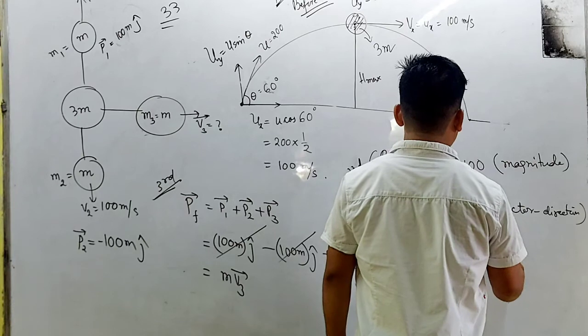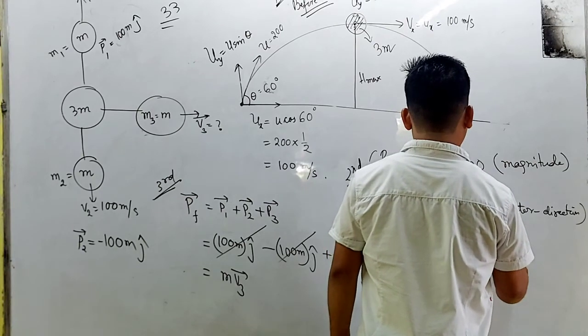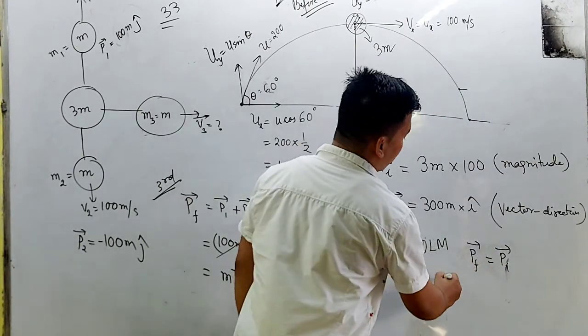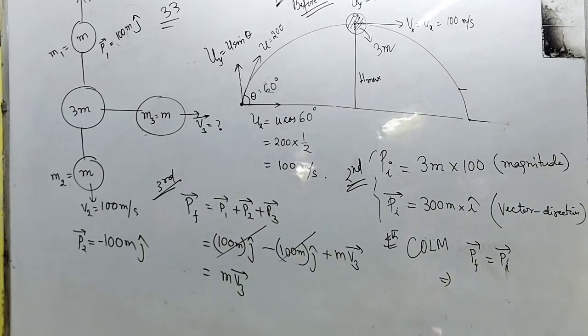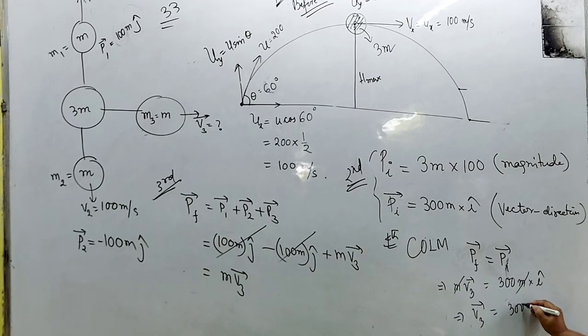Remember, now I am telling you the value of pf. What was the value of pf? What is the value of pf? This is equal to m v3. And about pi, what was it? This is 300 m I cap. m gets cancelled out, here v3 will be equal to 300 I cap.